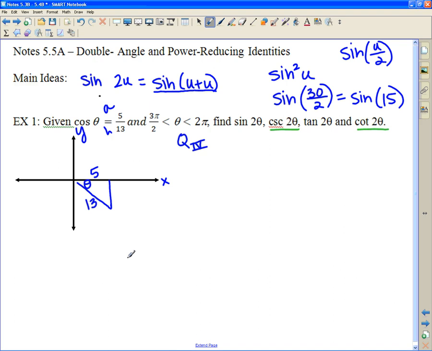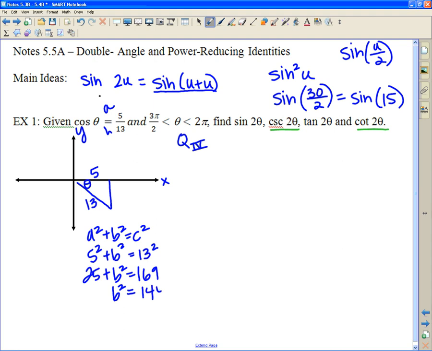So we need to go ahead and figure out what our y value is. We're going to do the Pythagorean theorem. A squared plus b squared equals c squared. We know what c is. It's 13. I'm going to let a be 5. So I'm finding b. So 25 plus b squared equals 169. Subtract 25 from both sides, you get 144. B is equal to plus or minus the square root of 144, which is plus or minus 12. So you need to make an educated decision here. Is it positive or negative? It's negative because it's directional. It goes down.